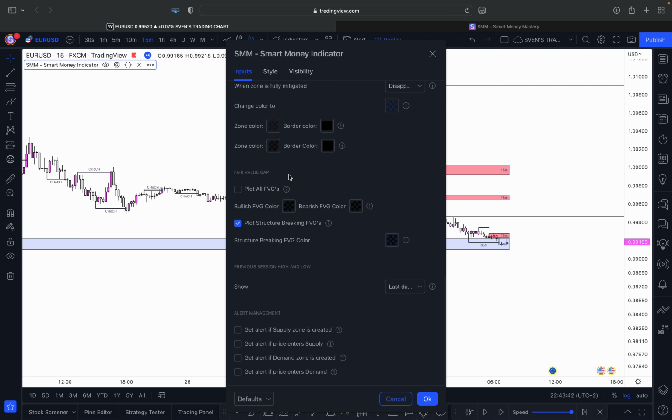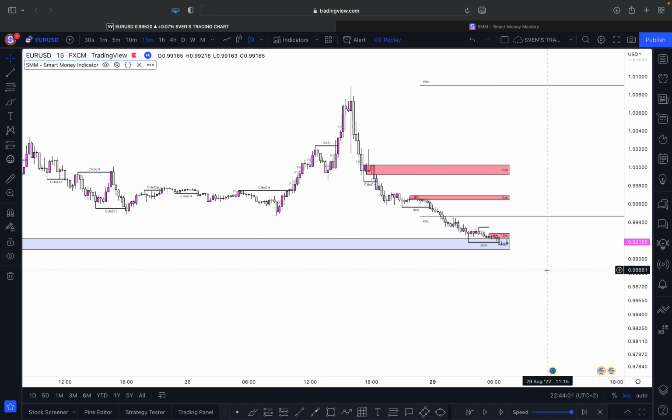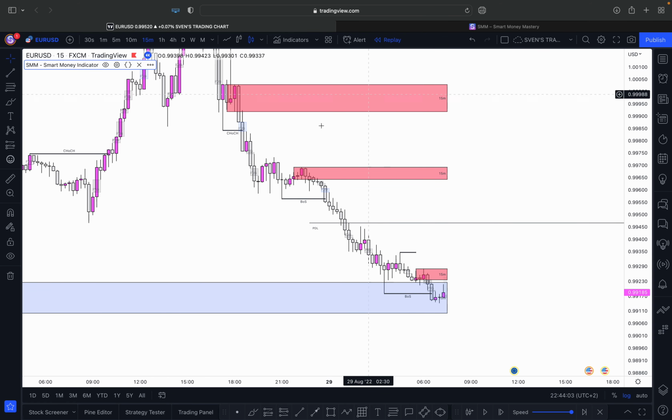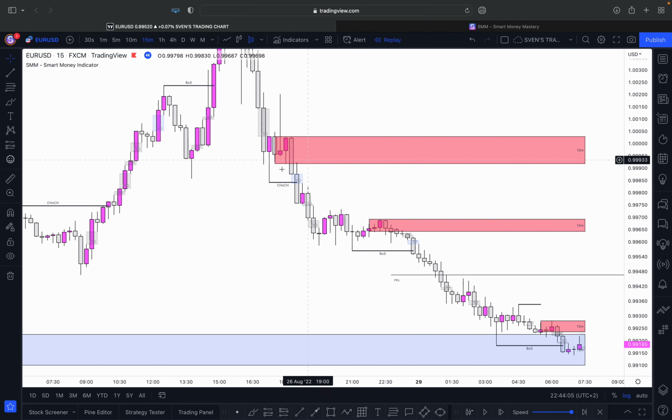Our next setting is the fair value gap setting, also known as imbalances. You can either choose to plot all of them or you can choose to plot the structure breaking ones. And those are most of the time the most valid ones where price likes to get back into. But for the example, I will put all the fair value gaps on. And there you should be able to see all the fair value gaps in between.